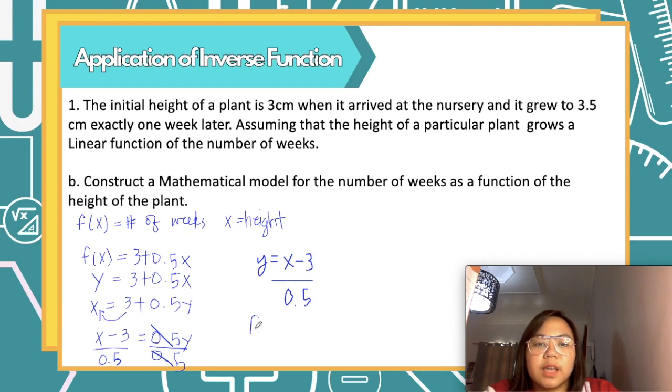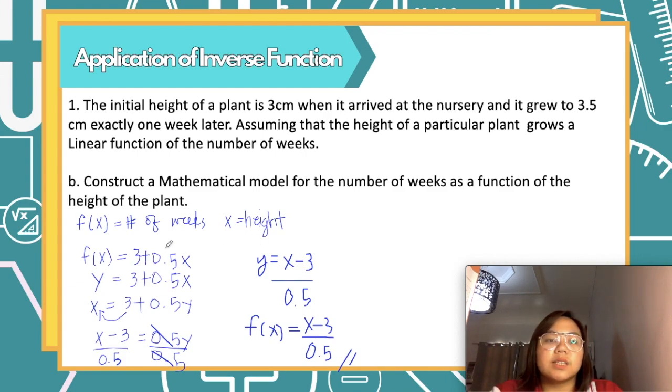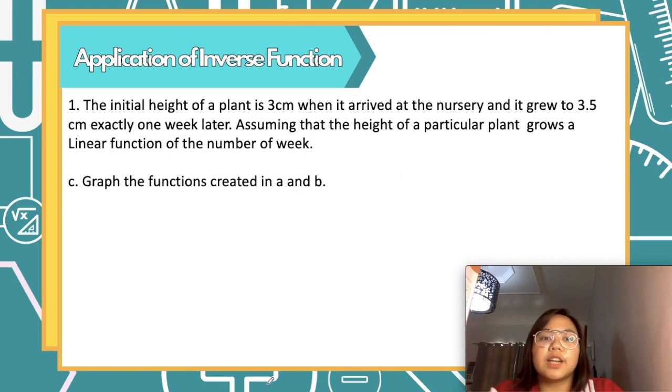So this will be f of x is equal to x minus 3 over 0.5. Okay, and this will be the mathematical model that will give you the number of weeks f of x as a function of the height of the plant. So again, we just get the mathematical model by getting the inverse of letter A. Okay, so this is the function, original function, and this is the inverse. For letter C, graph the functions created in A and B.